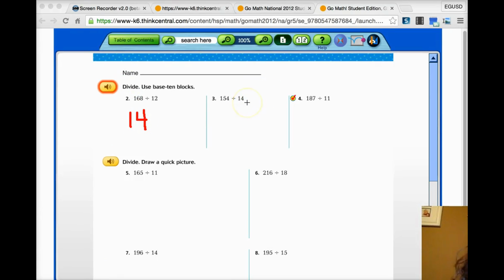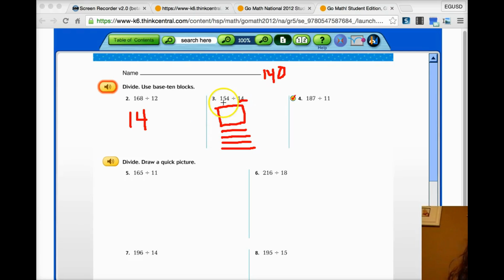So 154 divided by 14. So again, the number I'm looking at is 14. So when I'm doing this, I want to make sure that I have 14. So there's 10 here, 10 tens, right? 11 tens, 12 tens, 13 tens, 14 tens. So now I have 14 tens. This totals out to be 100, 10, 20, 30, 40. So this is 140. Okay, so that's one part of my partial quotient.